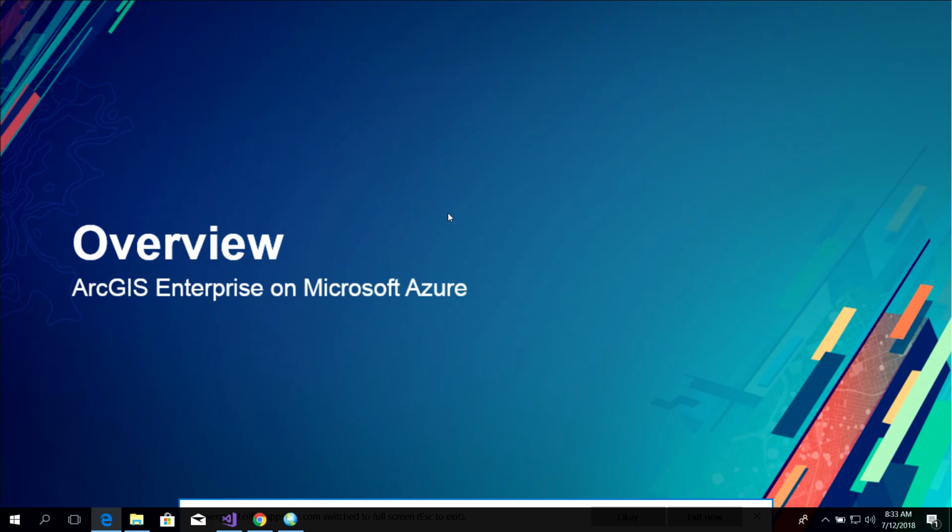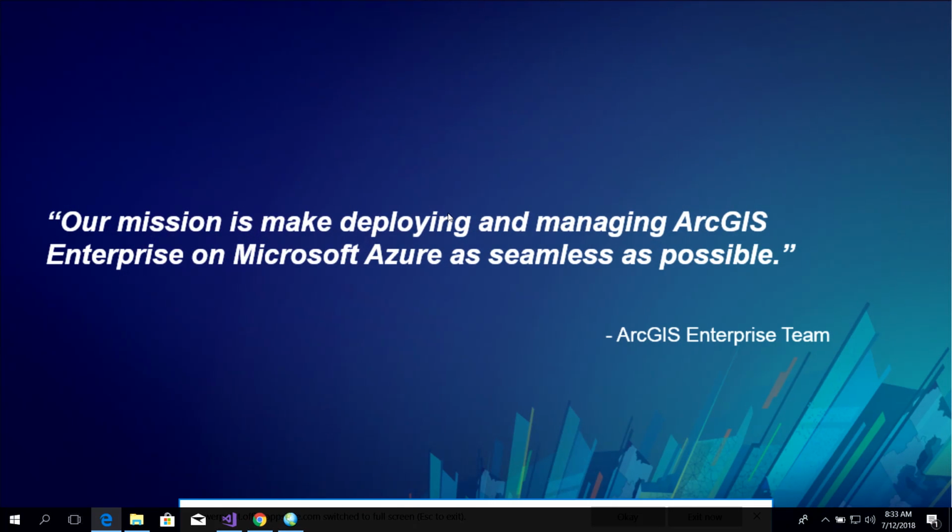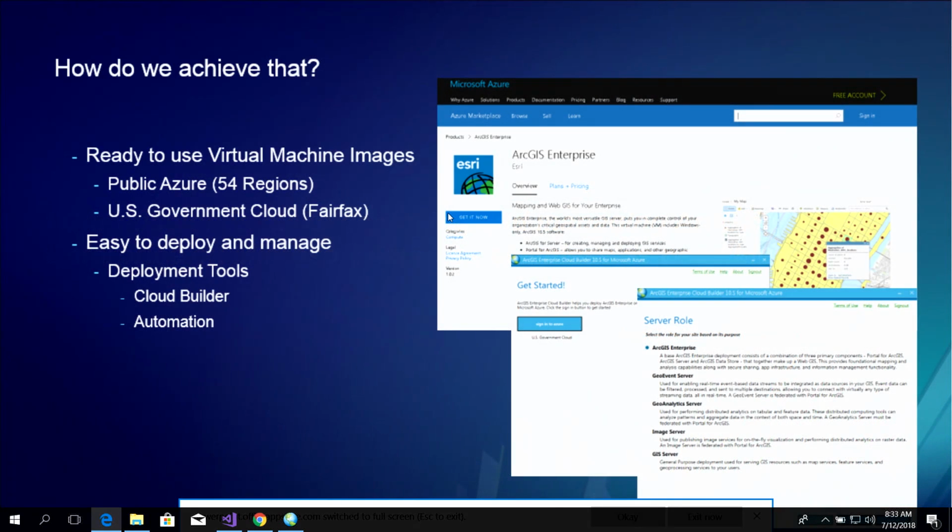So, quick overview, right? What is it we're trying to achieve? If you were to ask folks on the ArcGIS Enterprise team, this is our mission statement. Our mission really is to make deploying and managing your ArcGIS Enterprise on Azure as seamless as possible. That's really our mission, and that's what we strive for. So how do we go about achieving that vision? It is a two-pronged strategy.